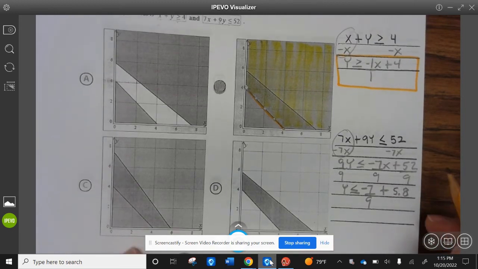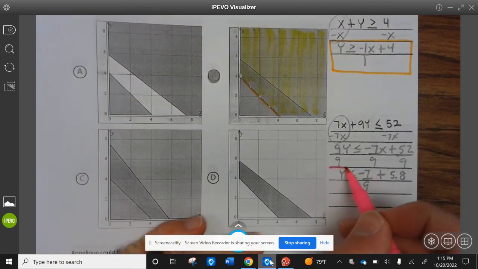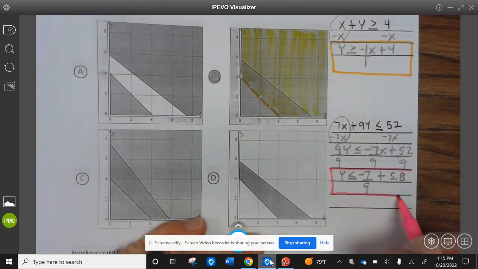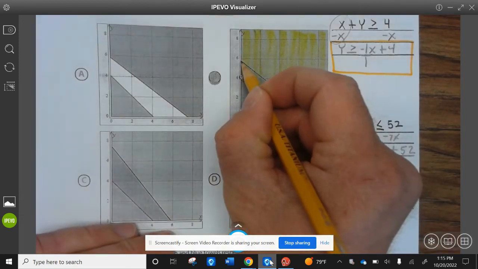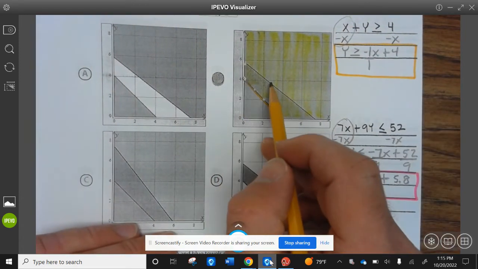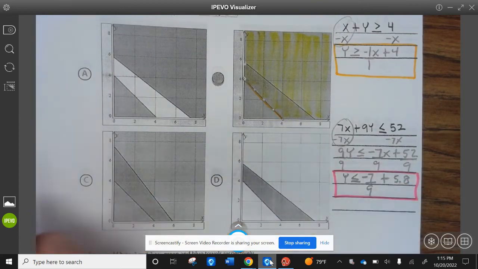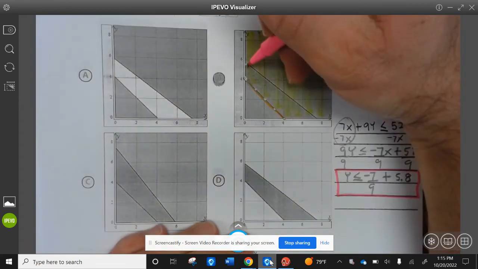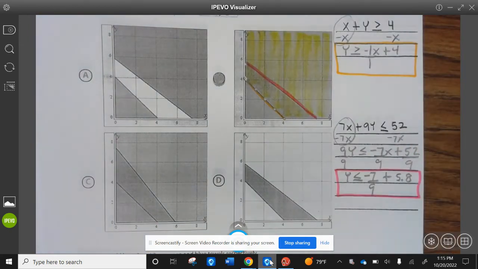Okay, so 5.8, and we're going to graph this in pink. So 5.8 is about right here. And we go down 7 to the right 5, and we're here. Down 7 to the right 5, we're down here. All right. Now it's less than, so we shade below.